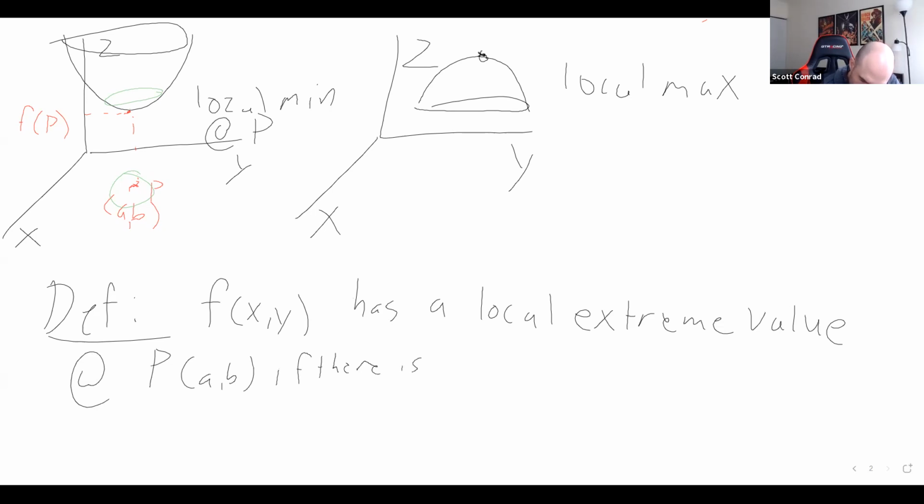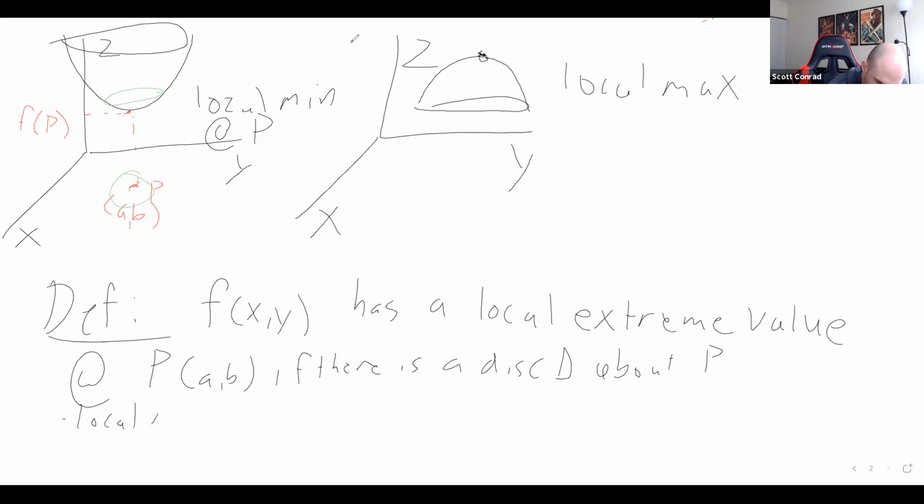If there is a disk D about AB, and let me say about the point P, same thing though. So basically it's a technical definition, but like if you look close to the point AB, it's either the highest point of the graph or the lowest point of the graph.